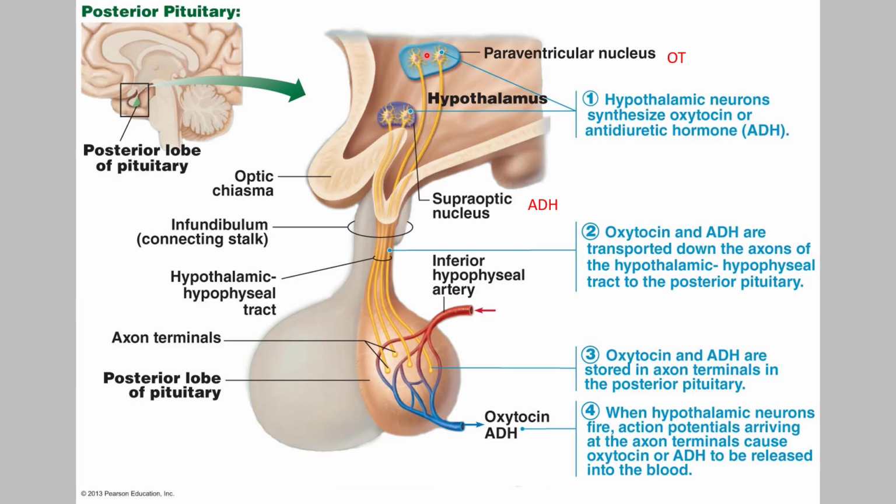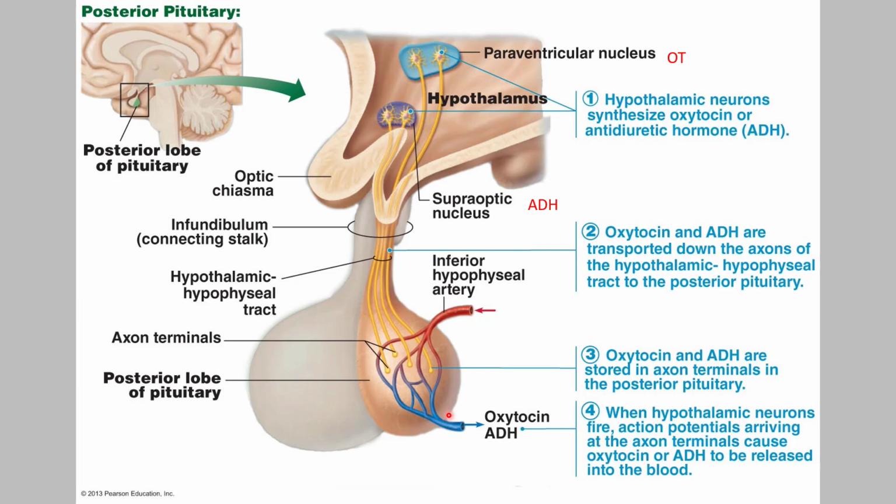ADH and oxytocin are unique. Every other hormone in the body is made by the same gland that releases it. But ADH and oxytocin are made by the hypothalamus. They are released from the posterior pituitary. No other hormones follow that pattern. All other hormones are made by the same gland that release them.